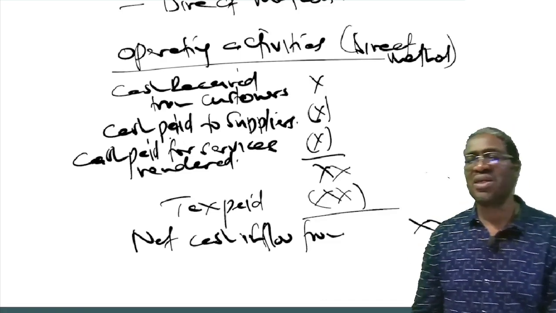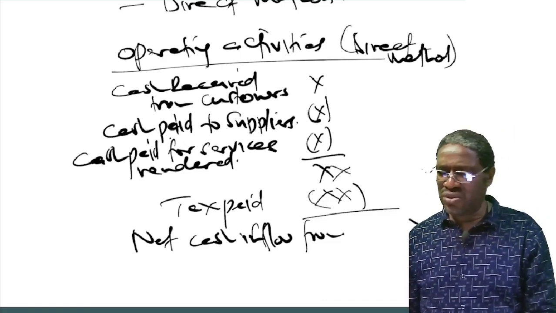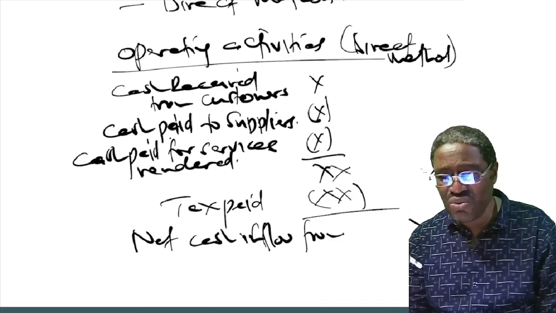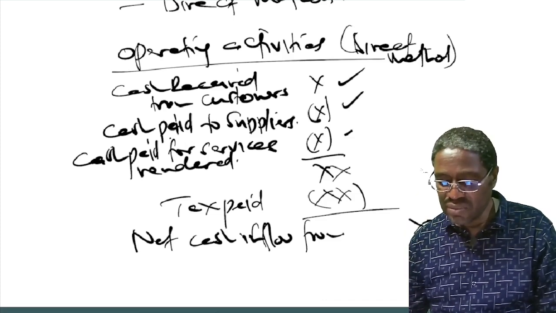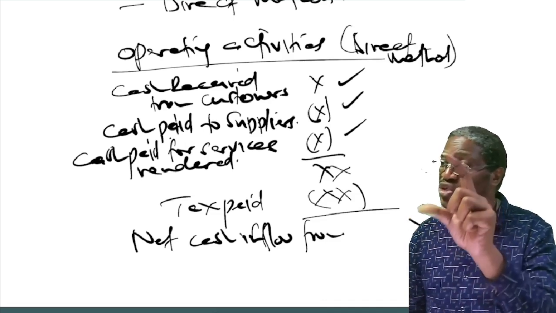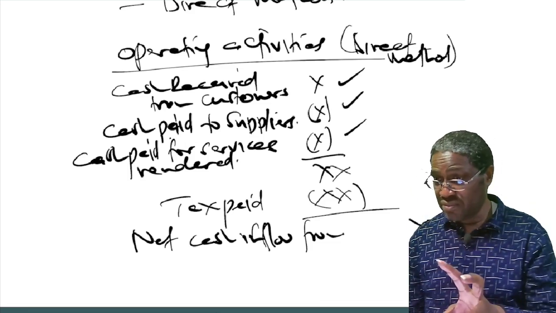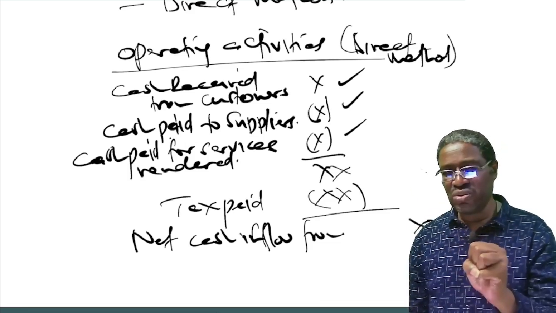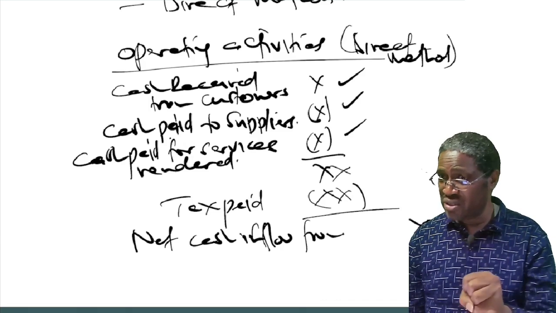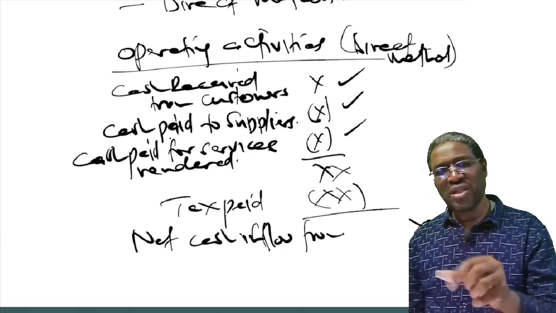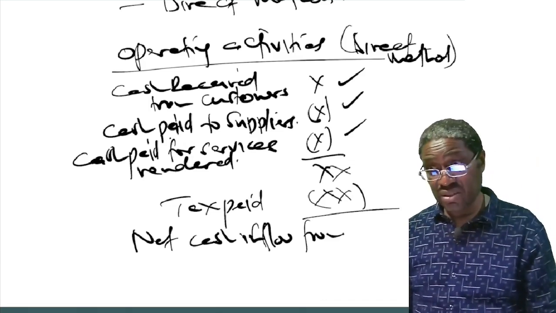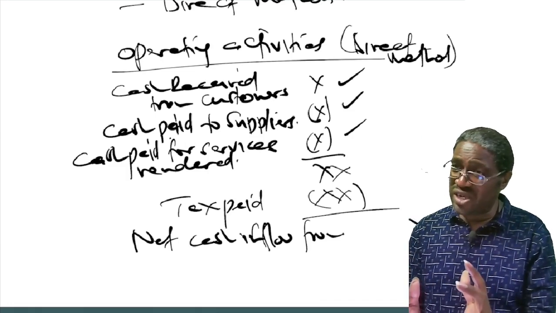Now, listen. The only issue when it comes to this second method is that the examiner will never give you any of these three amounts. He will not give you how much is the cash received from customers. Normally, it's your responsibility to calculate it. The examiner will not give you how much is the cash paid to suppliers. Normally, it's your responsibility to calculate it. The examiner will never give you the cash paid for services rendered. Normally, it's your responsibility to calculate it. So that's the only tricky part of this second method.